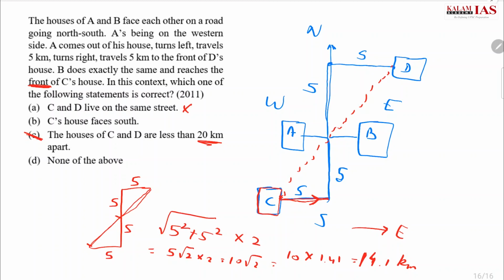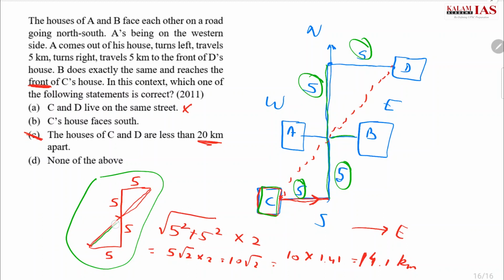So again, a simple problem, just visualize the houses given, A and B here. They are on opposite sides of the road and the road is running north to south. A turns left and then right, each of 5 kilometers. B turns left and then right to reach C. And now we have to find the distance between C and D, which is again two simple right angle triangles. This is D, this is C. So this distance comes out to be 10 root 2, which is around 14 kilometers.